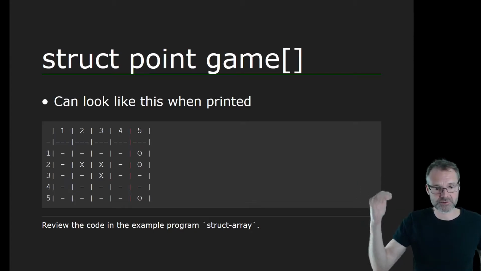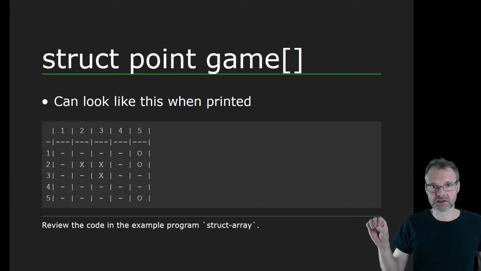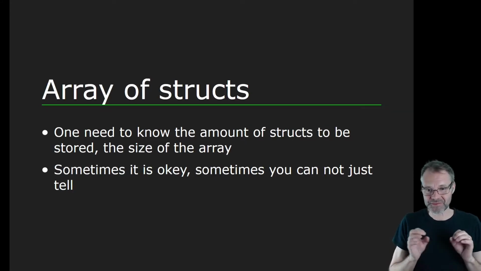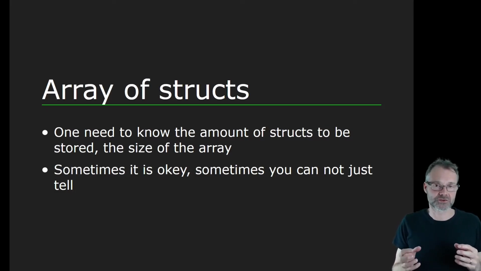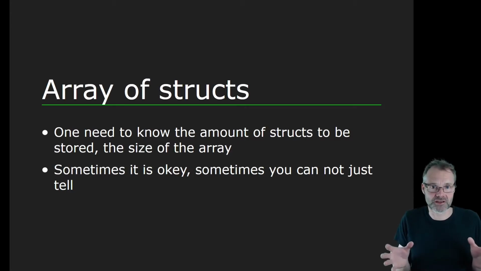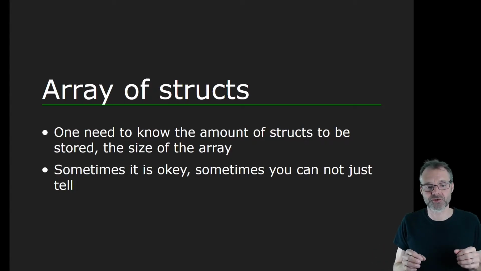So we have 5 columns and we have 5 rows. And if you want to look more at how this is working, you can see some of the example programs, and this example program is called struct array. So that was array of structs, and yes, we need to know the amount of structs to be stored. So we need to have the size of the array here. In this case it was 25 positions, so that is how large the array will be.